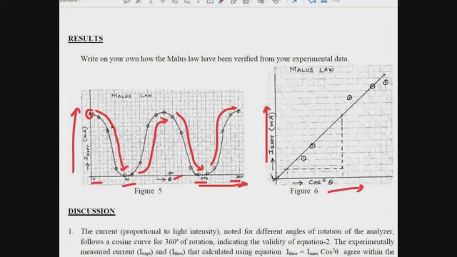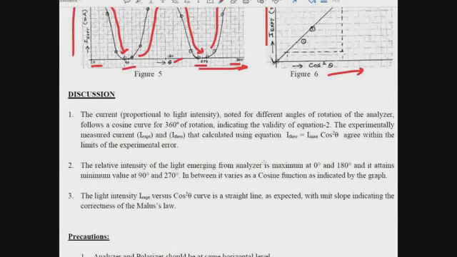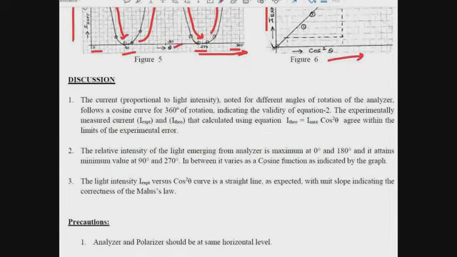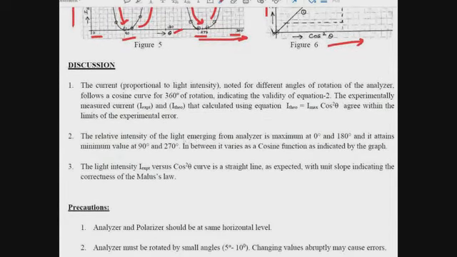So this is one curve, that is I experimental versus theta curve, because I explained the intensity thing. Here we are seeing I experimental versus cos square theta. This is a straight line. So this is how this experiment will be performed. You have to keep in mind that the intensity of light coming from the analyzer is maximum at 0 degree and 180 degree, and is minimum at 90 degree and 270 degree.